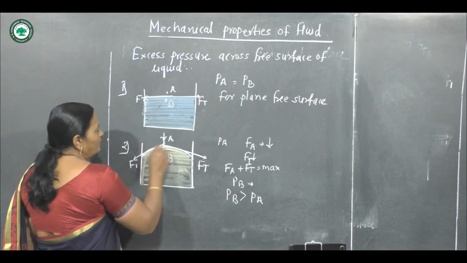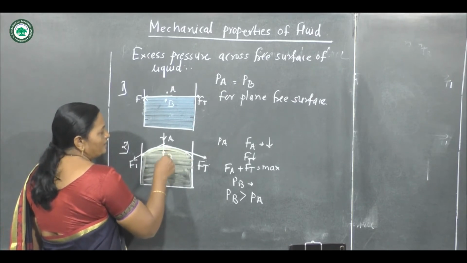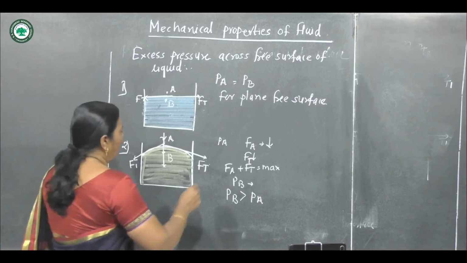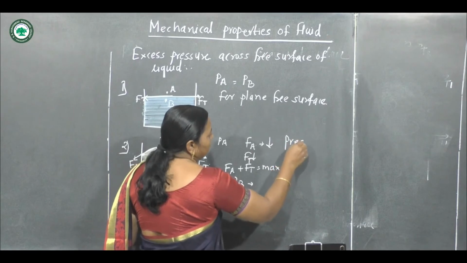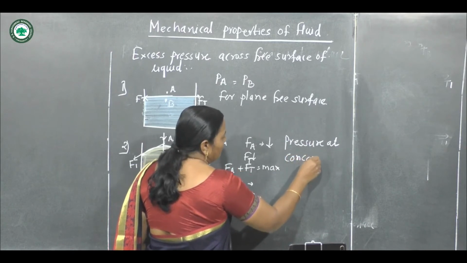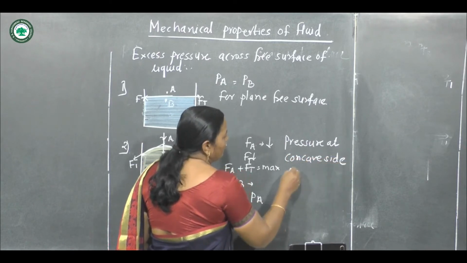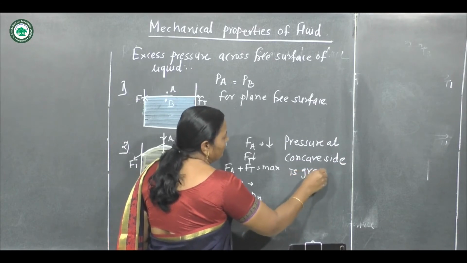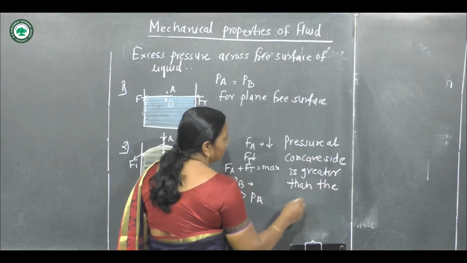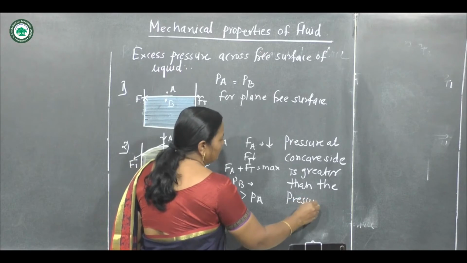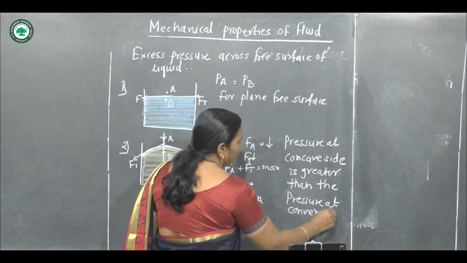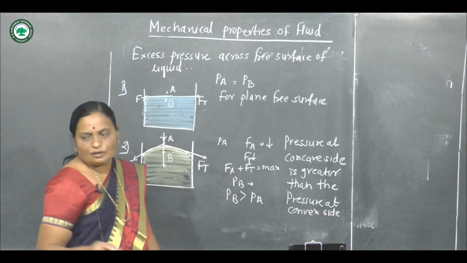In this case, the pressure is maximum at the convex side. Thus we can say that the pressure at the concave side is greater than the pressure at the convex side. Now we see the convex surface.